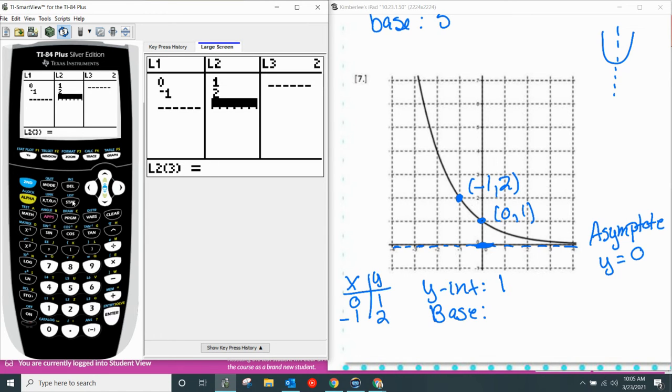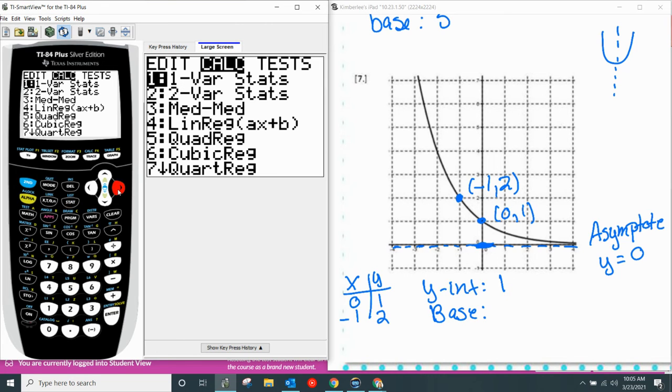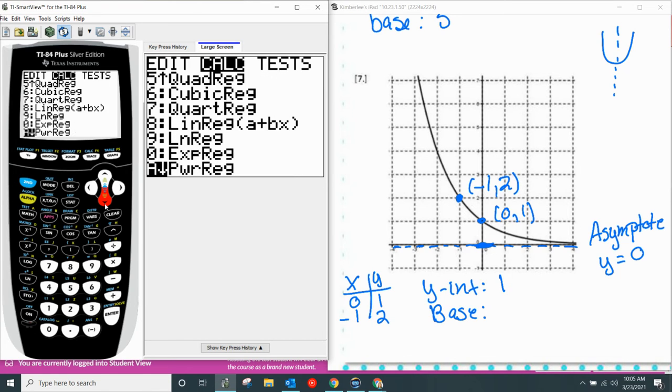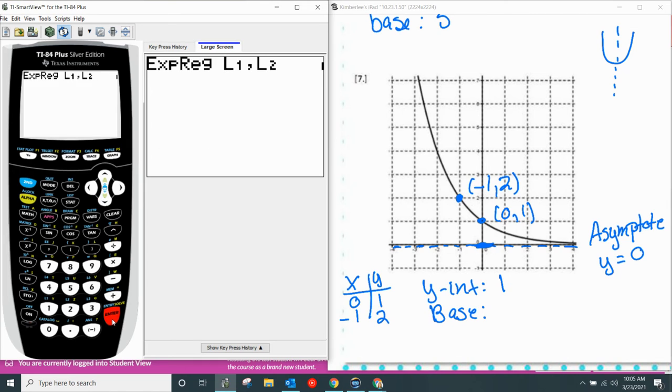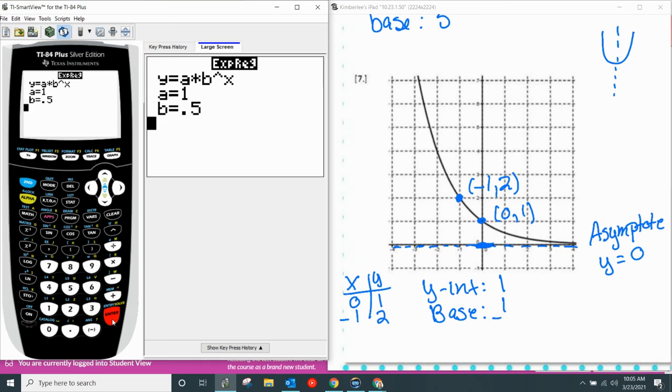Okay, so I go stat, over to calculate, and I'm going to have to keep going down until I can see it, unless you can remember what number it is. I think it's if you hit 0. There it is right there, exponential regression. And then I go down to calculate. And there it is. So my A value is 1. That's what we found. That's the y-intercept. And my base is 0.5, and that's the same thing as 1/2.